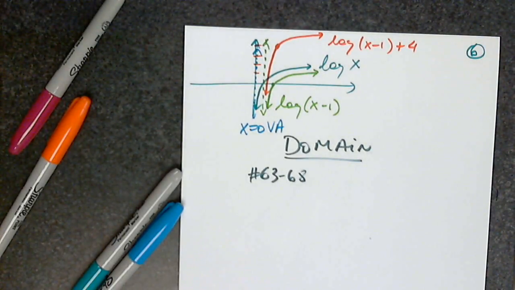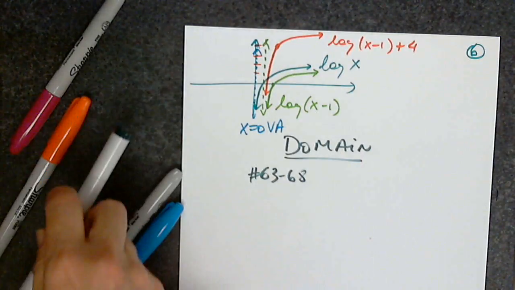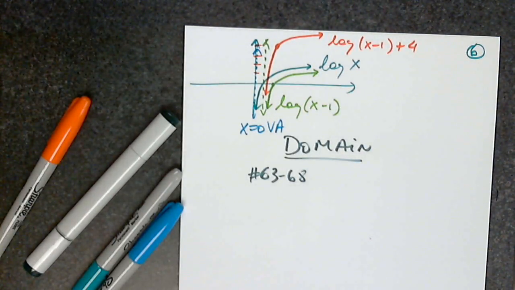Sorry, but the vertical asymptote doesn't move anywhere when we shift. If it's a vertical asymptote and we shift, it moves with the graph. Perfect. Good. 63 to 68.